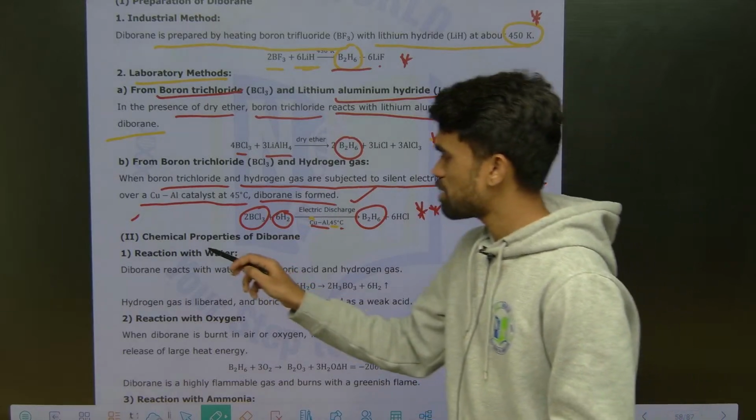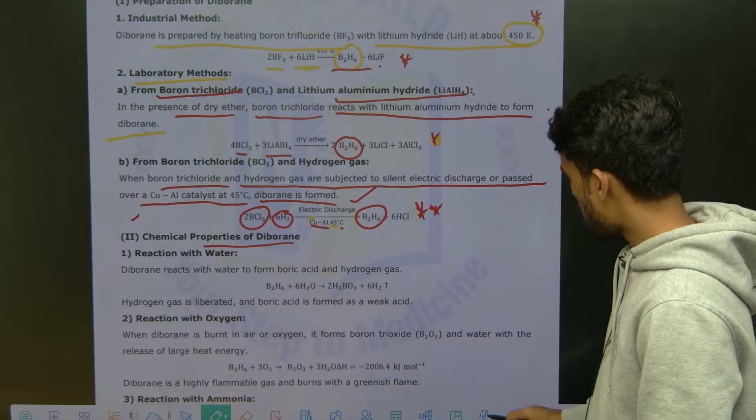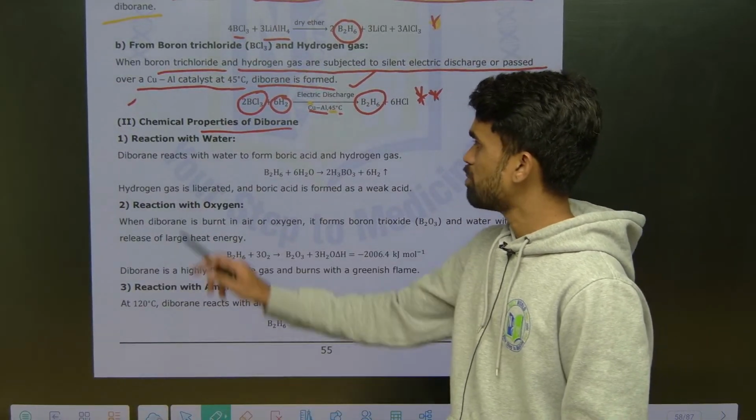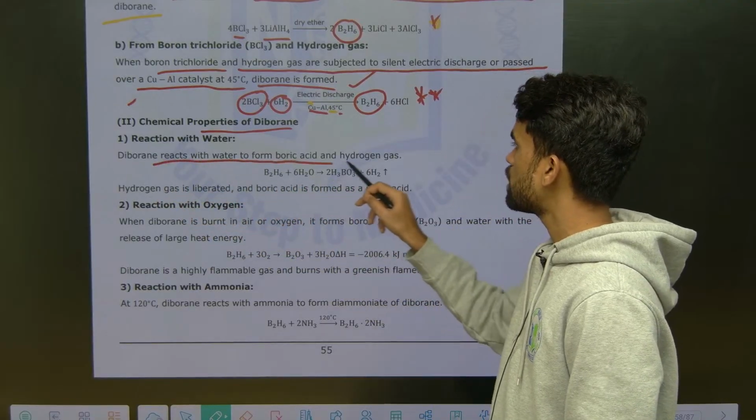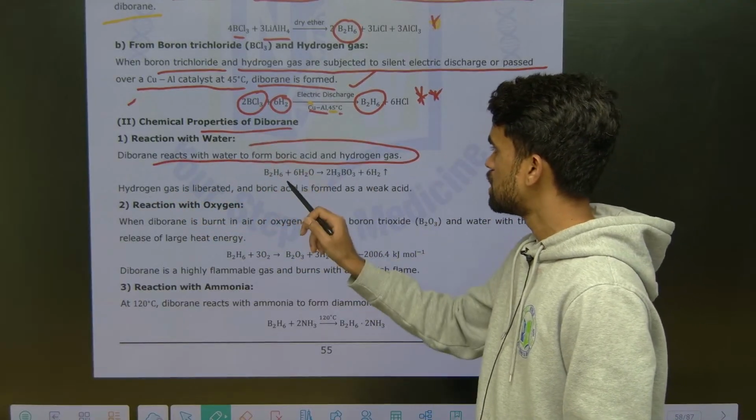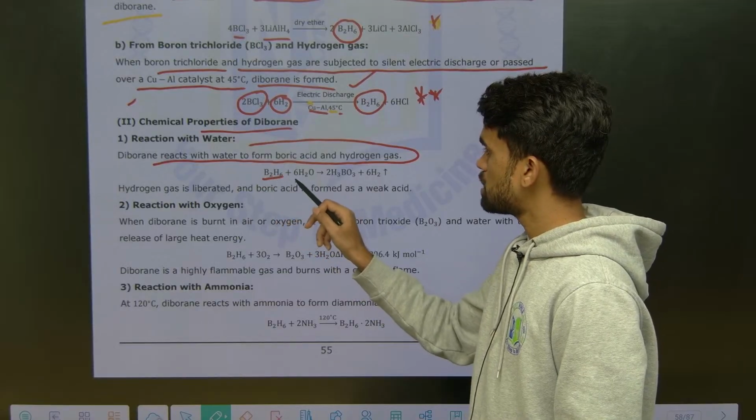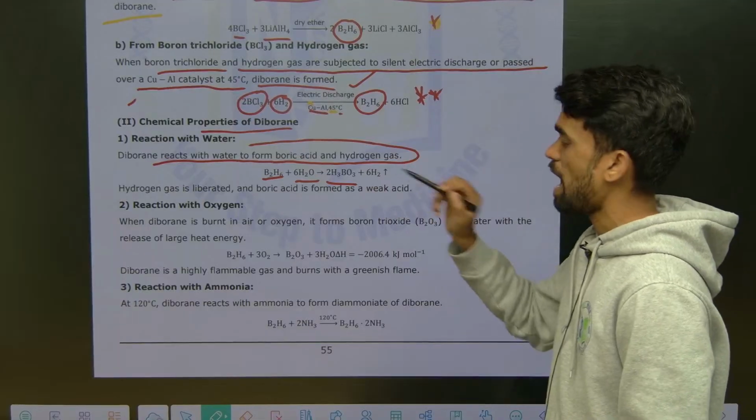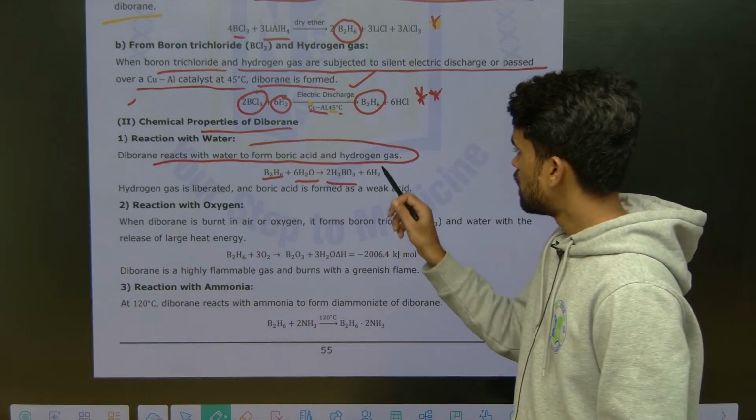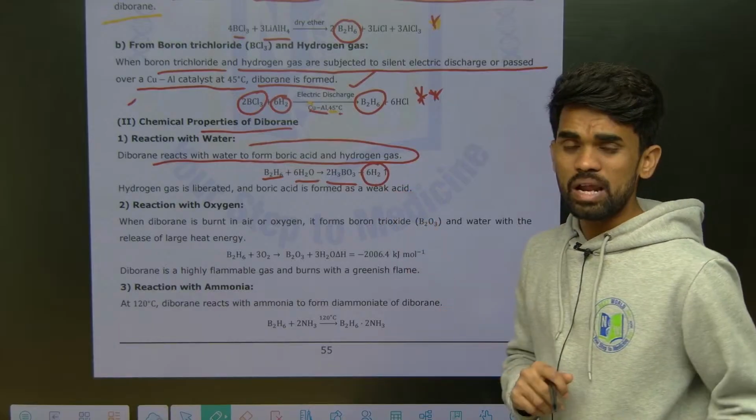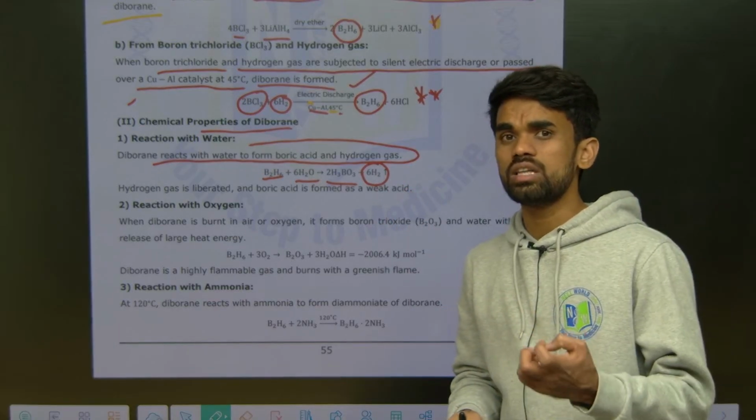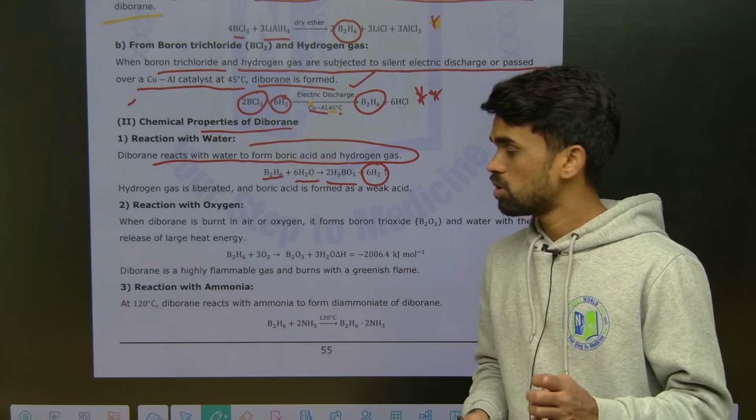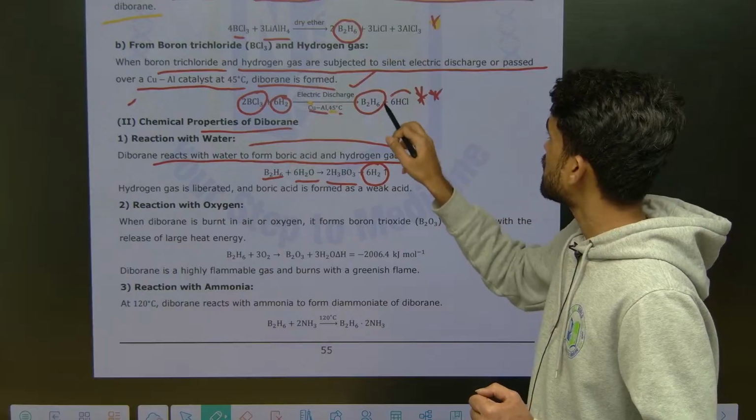Then next, what are the chemical properties of diborane? What happens if we add water to diborane? Diborane reacts with water to form boric acid, and hydrogen gas is released. B2H6 plus H2O gives H3BO3, which is nothing but boric acid, and hydrogen gas is released. They will ask what gases are released during the hydrolysis of diborane, or during preparation of diborane, where HCl gas is released.